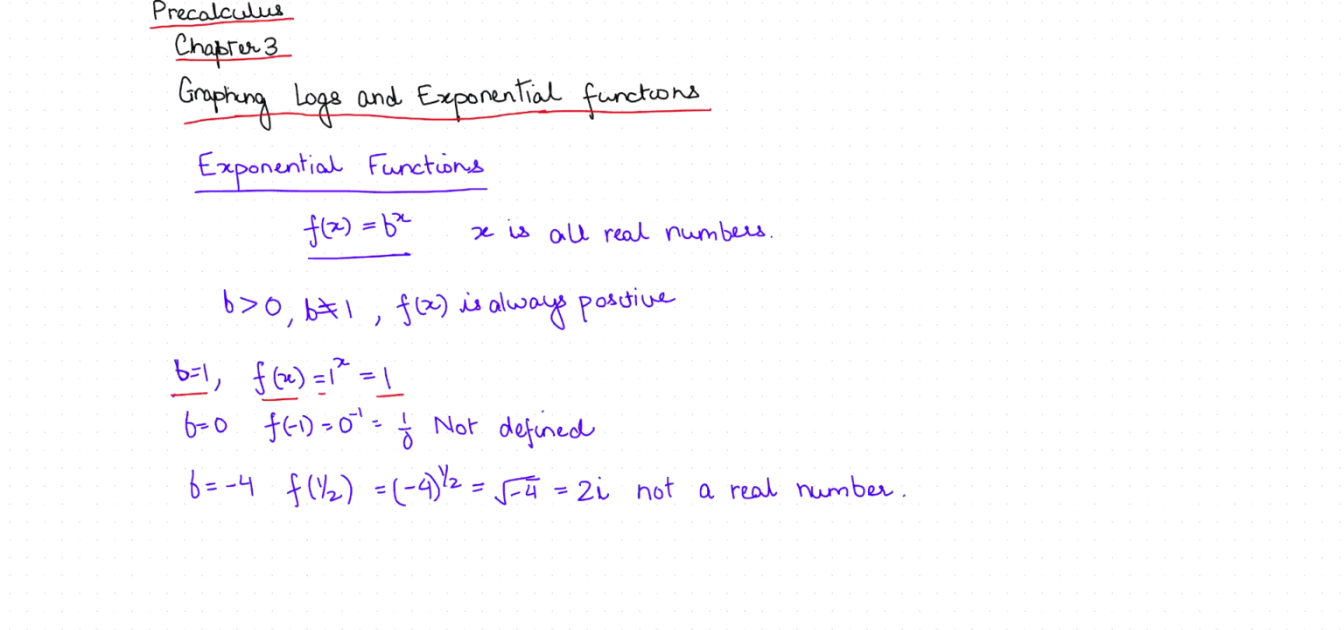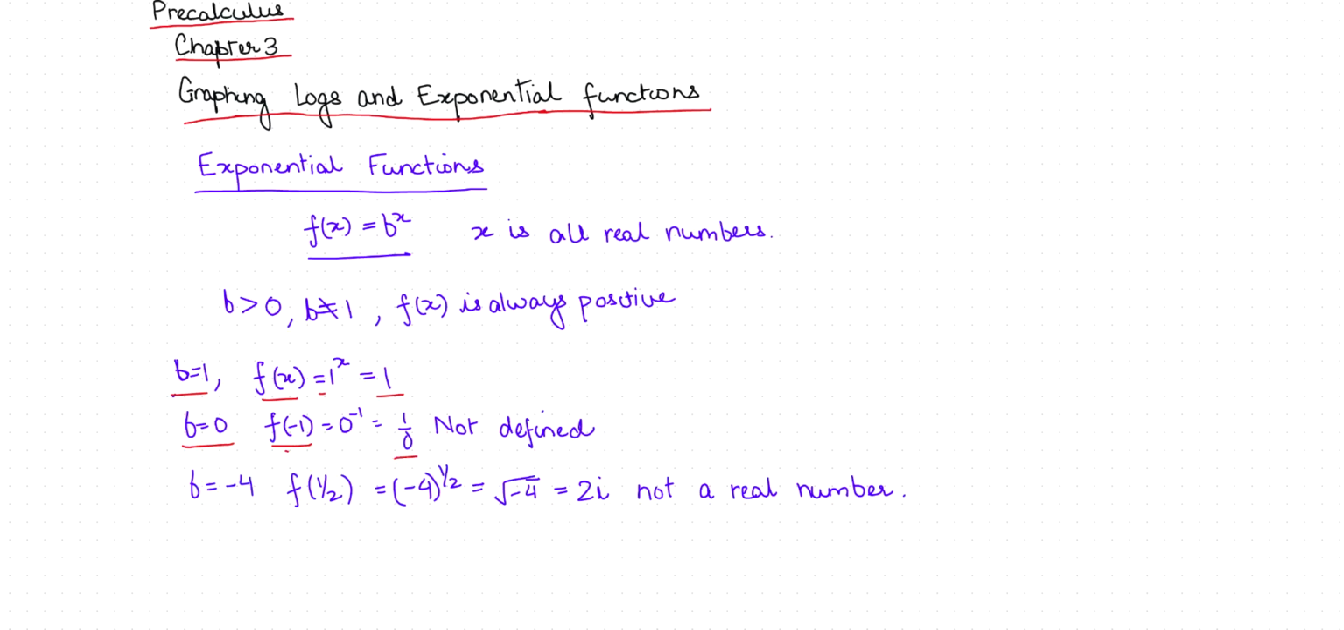Now, if we keep the base as 0 and suppose x is negative 1, so 0 to the negative 1 is 1 over 0, which is not defined. So it will not take values like negative 1, and therefore it cannot be. So a base of 0 is not possible. It has to be greater than 0.